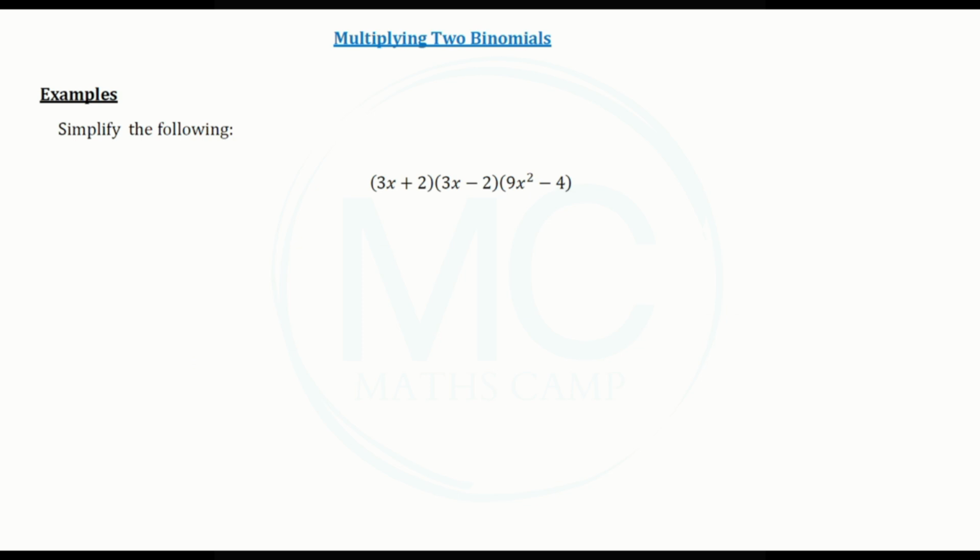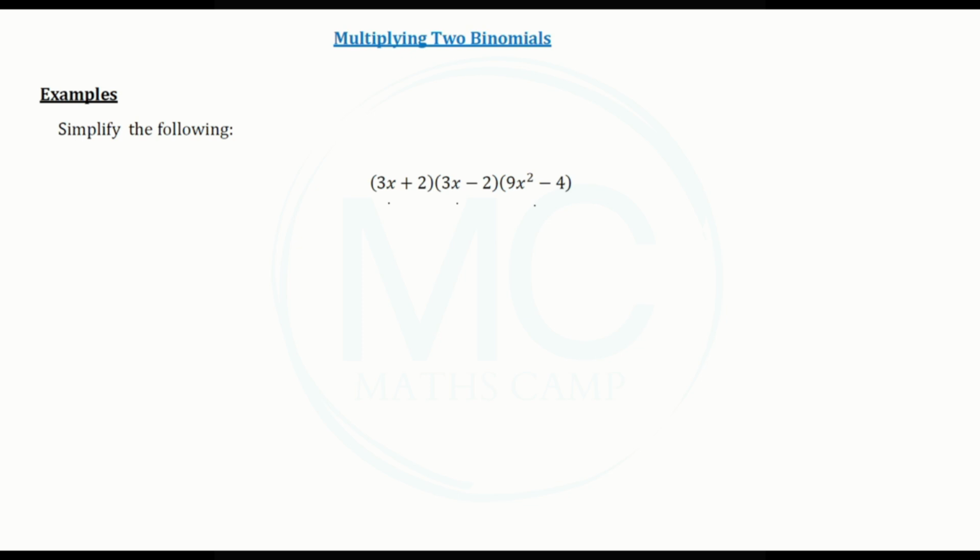3x plus 2 multiplied by 3x minus 2 multiplied by 9x squared minus 4. Now in this case, we have got 3 brackets, but we can handle them in a very, very similar way as we've done all the others.